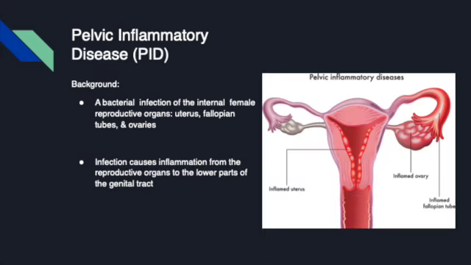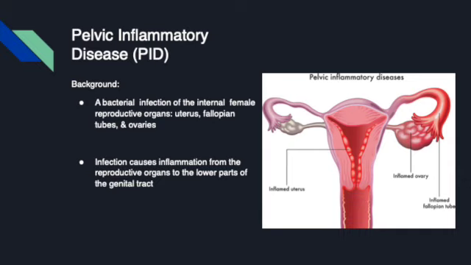The first disease is known as pelvic inflammatory disease, abbreviated in this presentation as PID. So, just a little background about PID. PID is a bacterial infection of the internal female reproductive organs, more specifically the uterus, fallopian tubes, and ovaries. This infection occurs when bacteria from the vagina or cervix travel up into the uterus or the other reproductive organs. The infection can also cause inflammation and can spread from the reproductive organs into the lower parts of the genital tract.